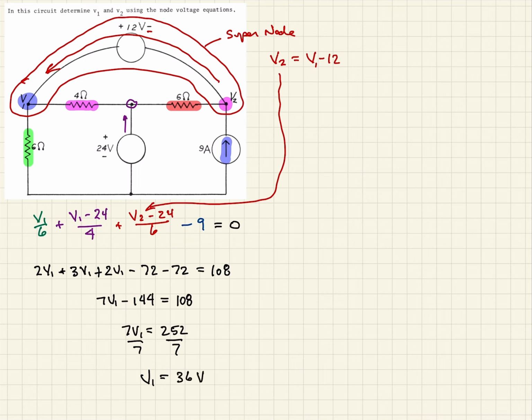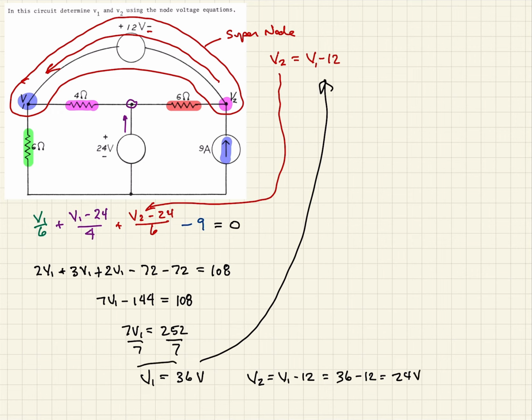And then we can take that number and put it back into this equation. And when we do, we come up with then that V2 is equal to V1 minus 12. So that's 36 minus 12, and that's equal to 24 volts. So here's our value for V1, and this is our value for V2. So that solves the equation, again, using the supernode approach.